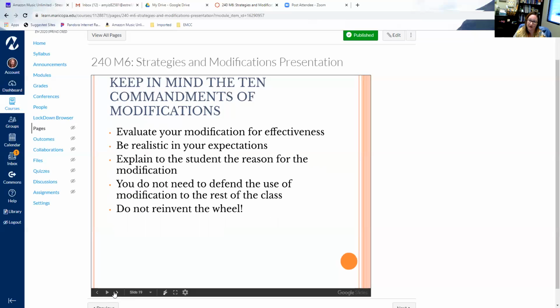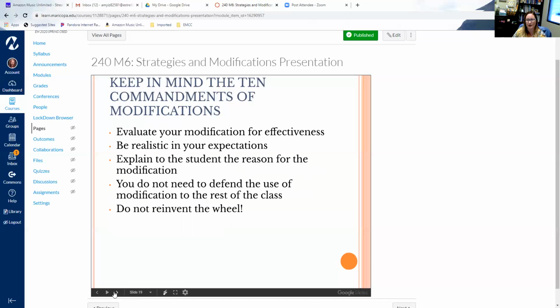Make sure the student understands why it's important for them to have that modification and to be able to eventually advocate for that modification. So if they need more time or if they need to do some work in a quieter area, if we can teach them to advocate for that, then they're going to be more successful. And then, most important, we don't have to defend why one student gets to use a pencil grip and the others don't. So, everybody is an individual.